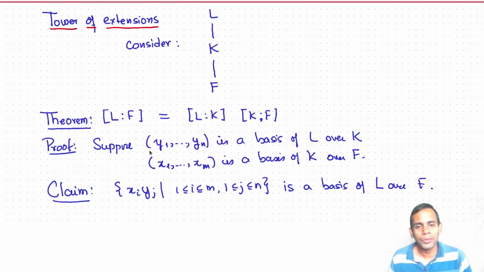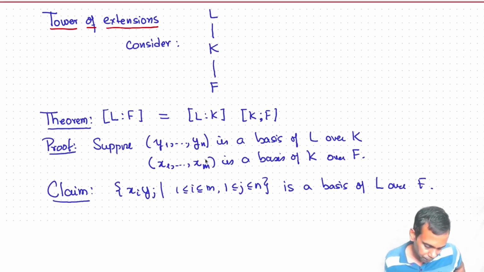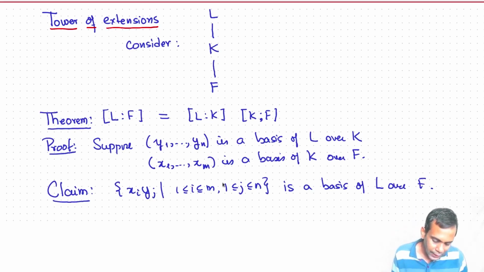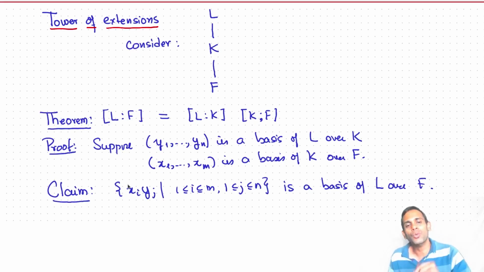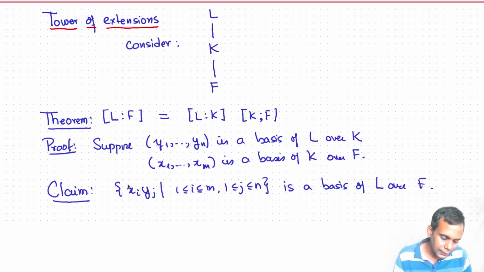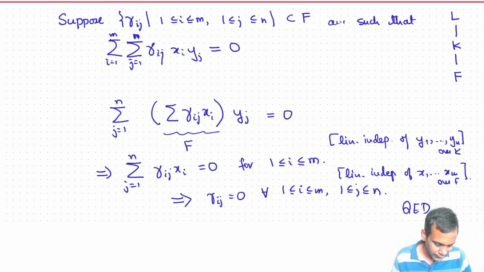And the same proof goes through, except that instead of finite bases, you may have to take infinite or maybe even uncountable bases, and you would still have this basis of L over F, which would be infinite. And so this theorem also holds in the case of infinite extensions. Now this is a simple theorem, and the proof, as you saw, was not very difficult, but it has some very interesting consequences.